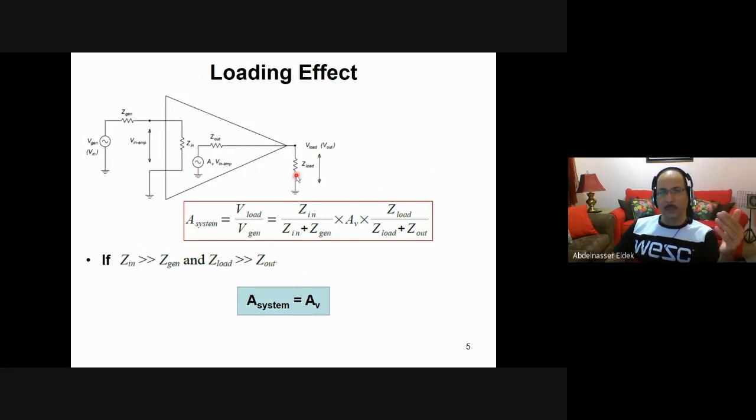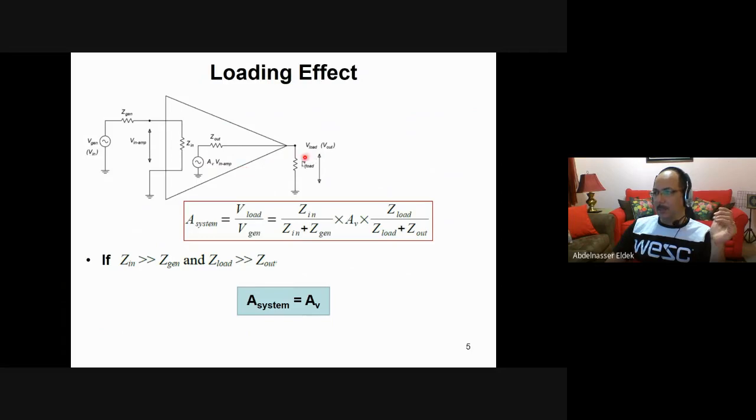So you can use a voltage divider, because this source is divided between two resistors, two impedances. So what is the voltage here? The voltage here will be Z load divided by Z out plus Z load, multiplied by the source. And the source is AV times VN amplifier, which is this part here. This is the model which we talked about in the previous slide.